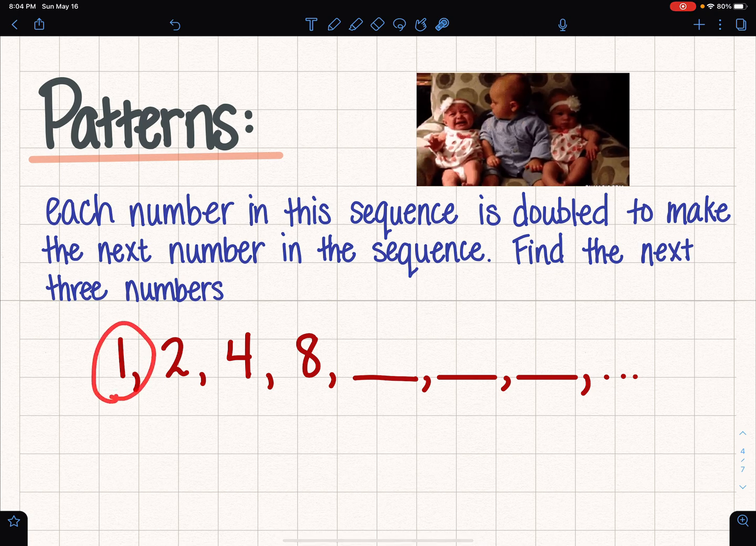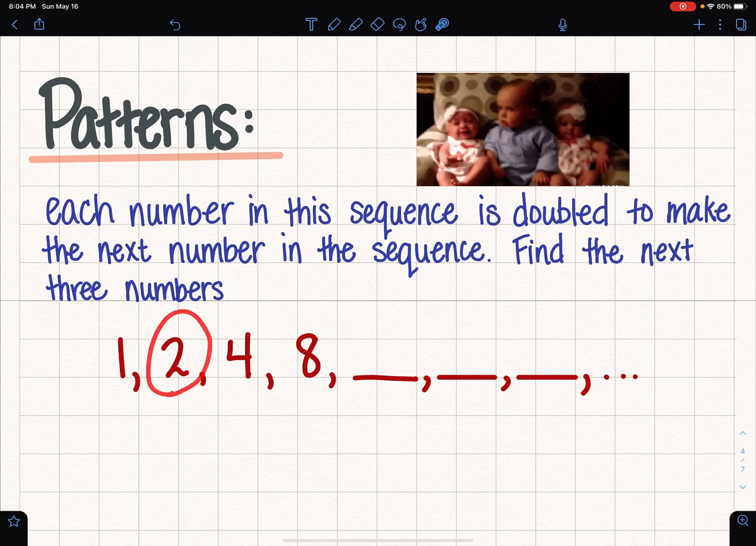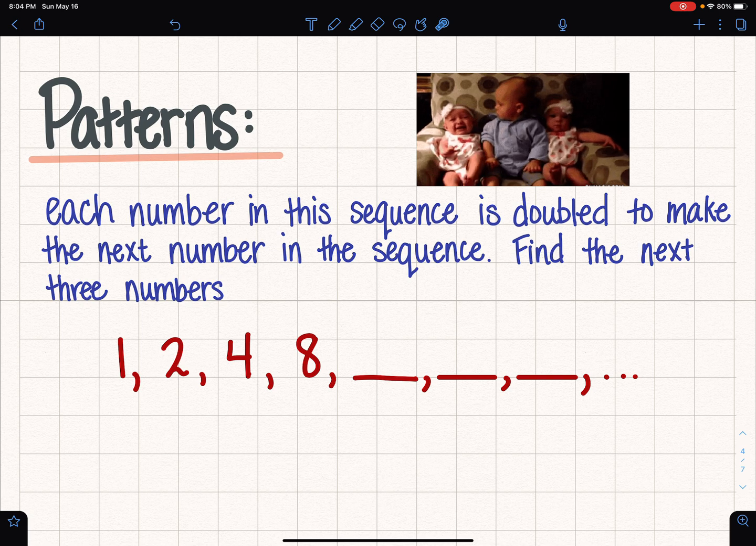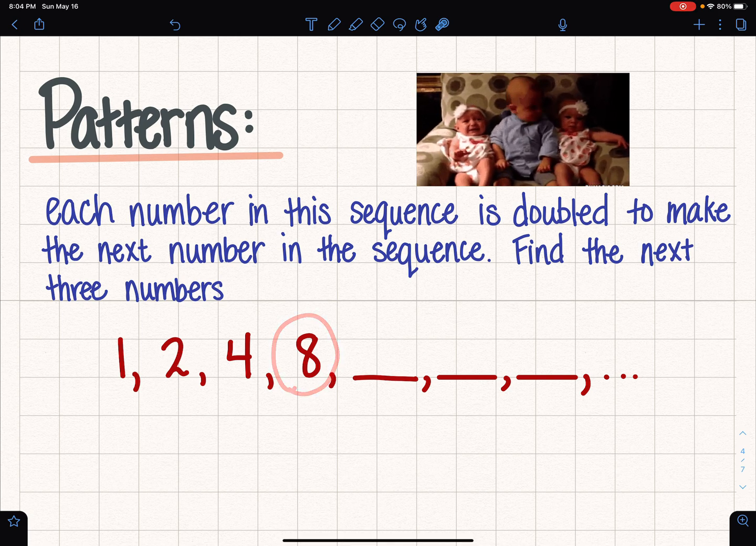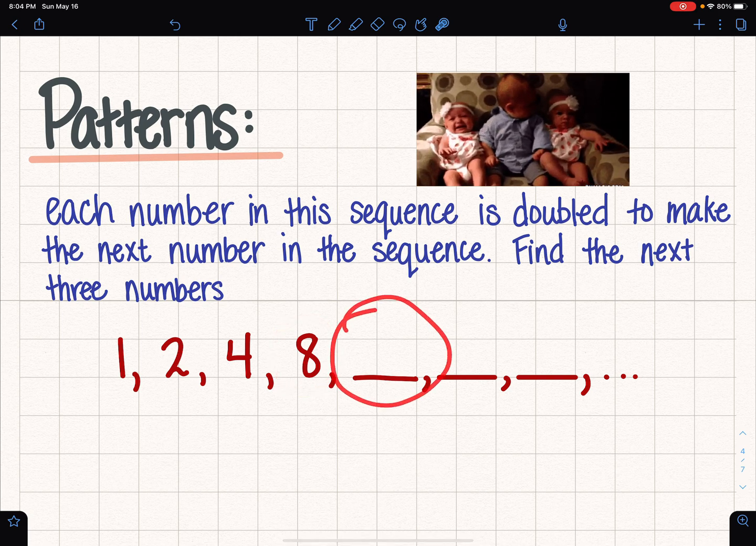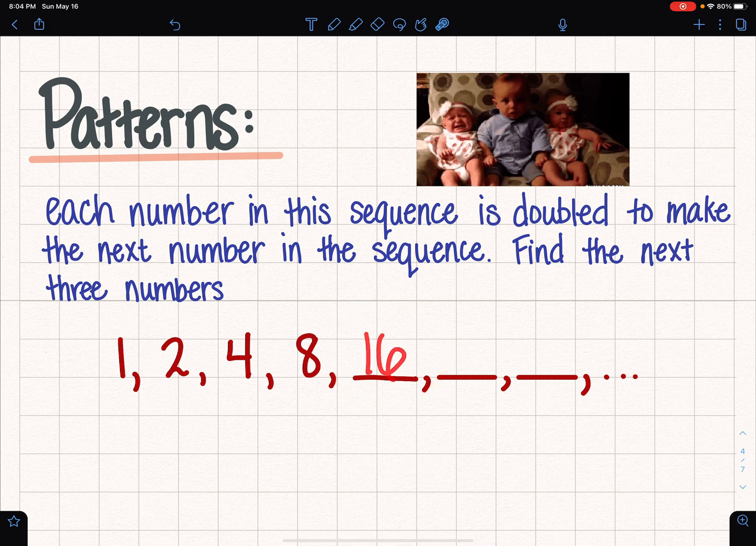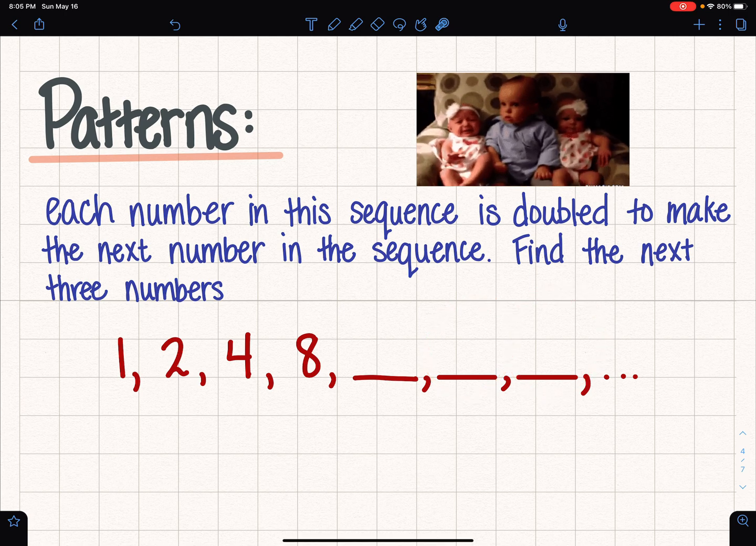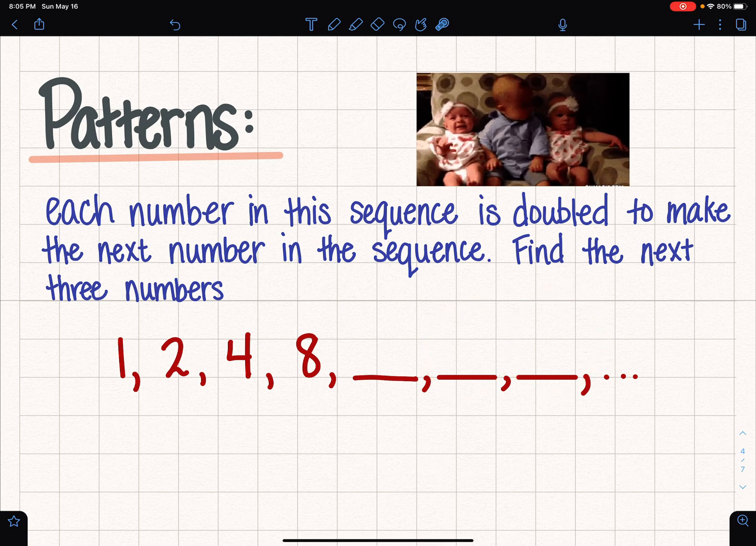So 1, you double that, you get 2. If you double 2, you get 4. So if you double 4, you get 8. What happens if you double 8? We're going to put that number there. What happens if we double 16? And then double that number. These numbers are getting big very quickly, aren't they?